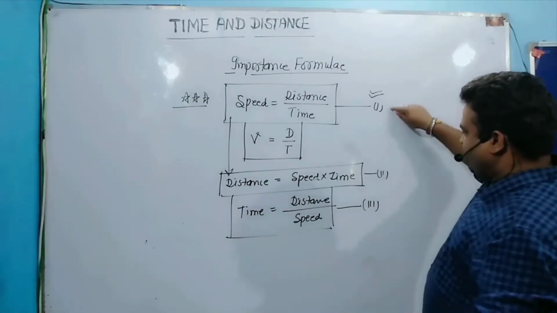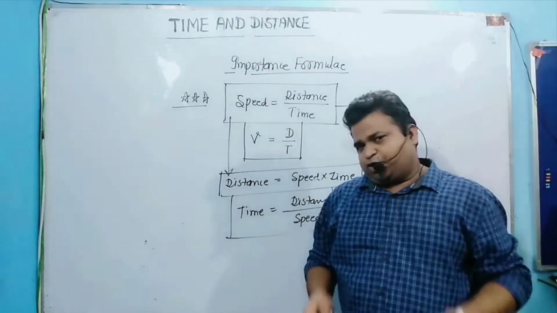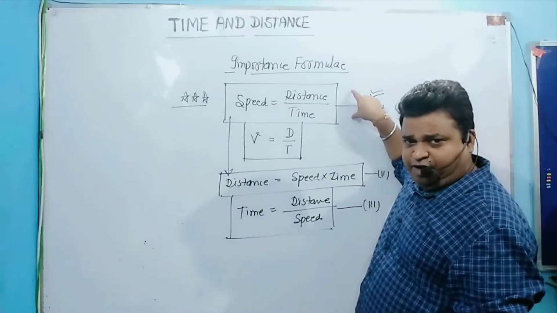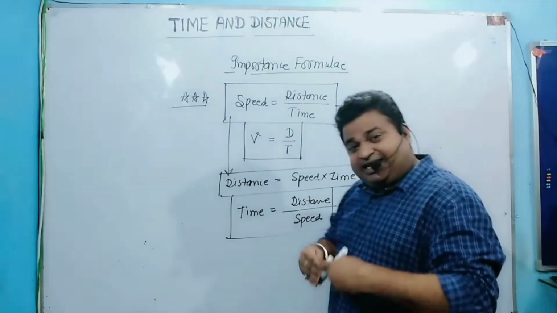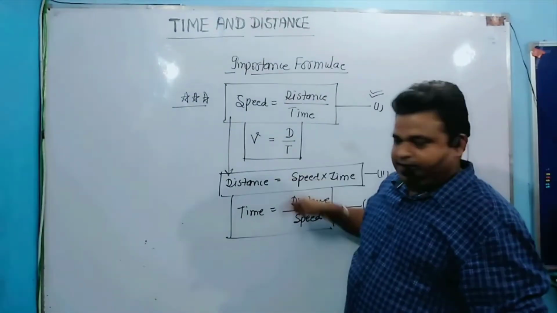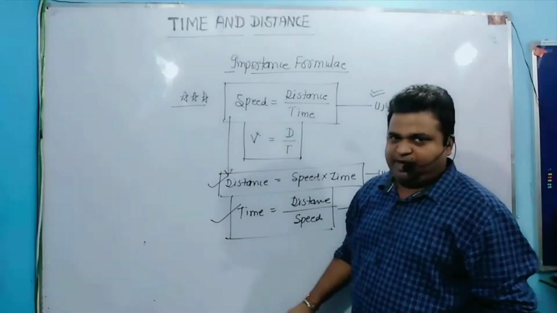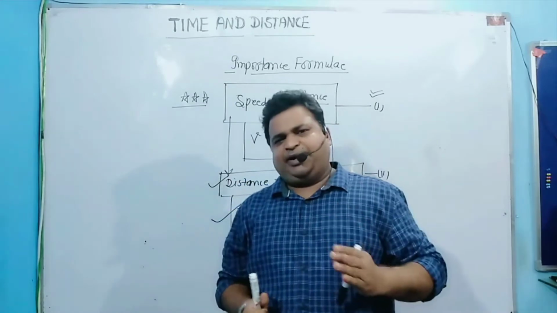So these 1, 2, 3 are the formulas of time and distance, but keep in your mind that this is the basic formula. You need to learn this formula only. The rest are derived from equation number 1. Equation number 2 and equation number 3 are both derived from this formula. So this is the formula you need to remember to solve time and distance problems.